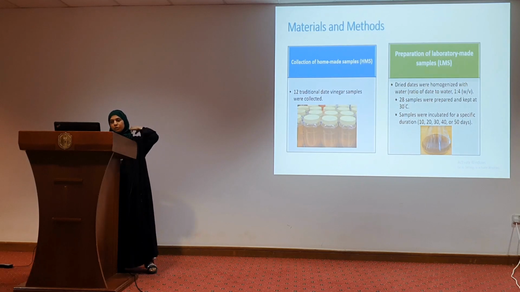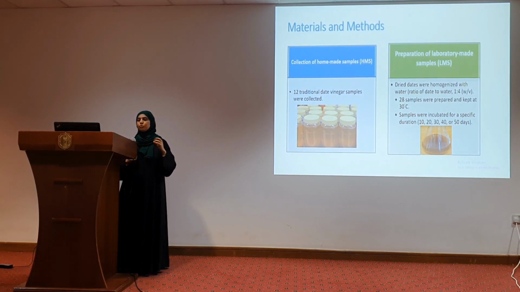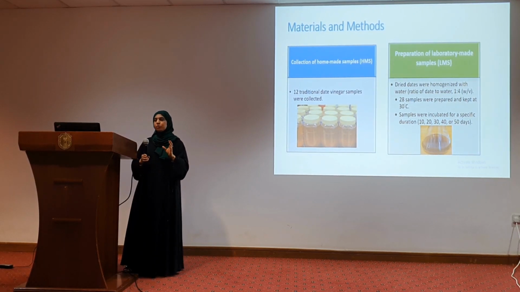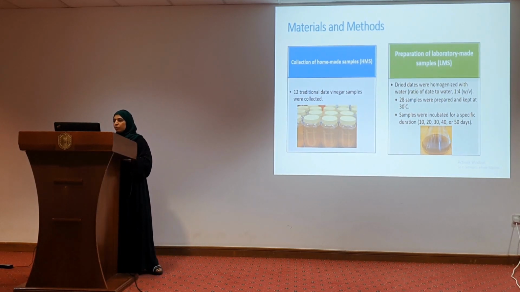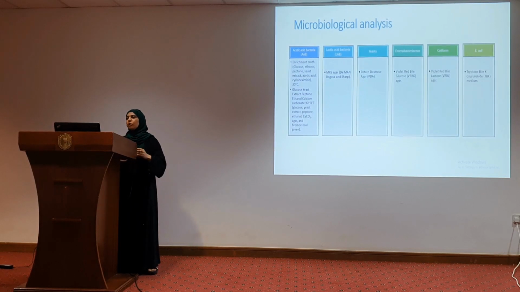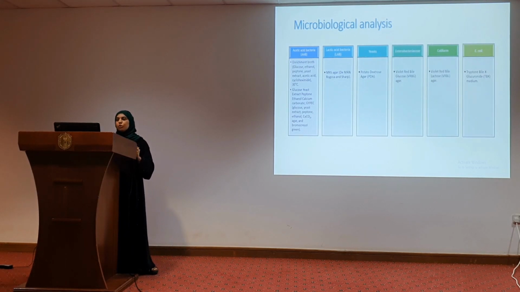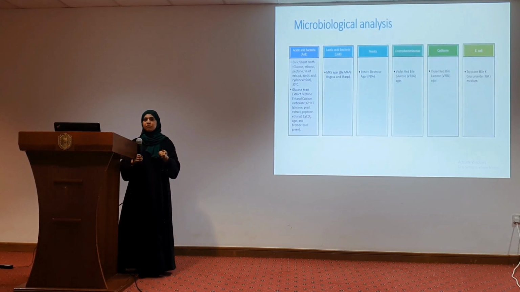Now the materials and methods. We collected homemade samples, and there were 12. We were lucky to find 12 traditional date vinegar samples that were prepared at home. We collected them, trying to target different regions. Then we also prepared laboratory-made samples exactly in the same way as the traditional method. So we tried to simulate the traditional method for production of date vinegar. We produced them in the lab, and these were the 28 samples. We did microbiological analysis for acetic acid bacteria, lactic acid bacteria, yeast, Enterobacteriaceae, coliform, and E. coli to know the safety of the product.